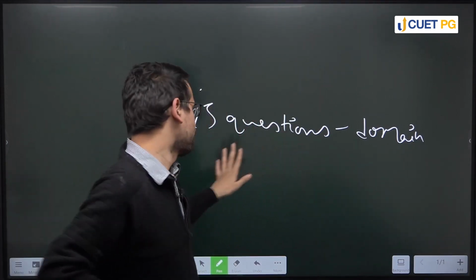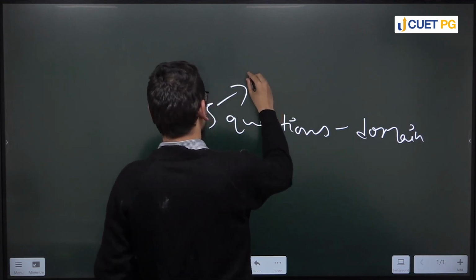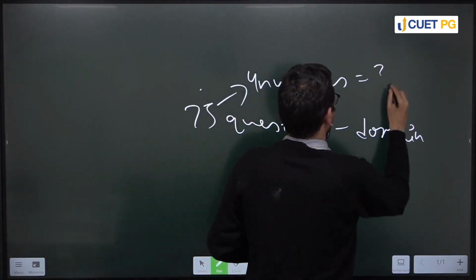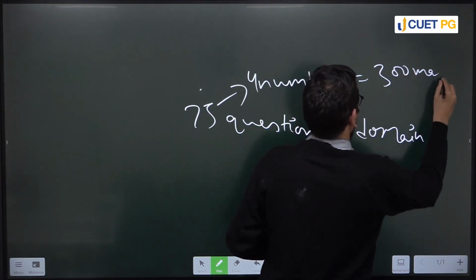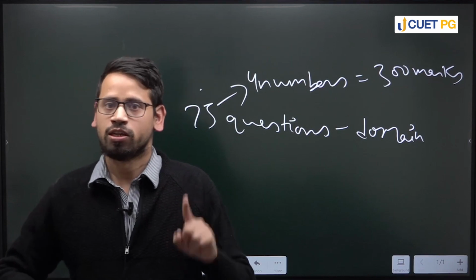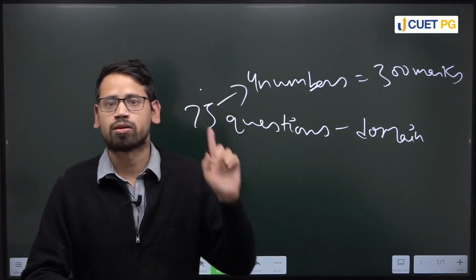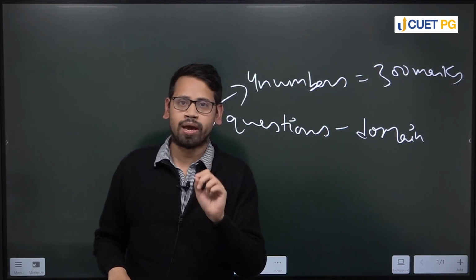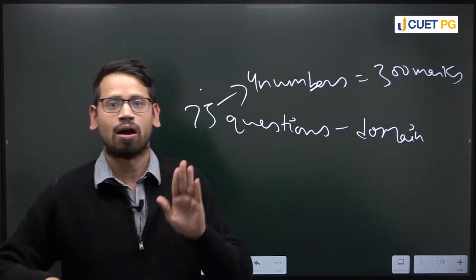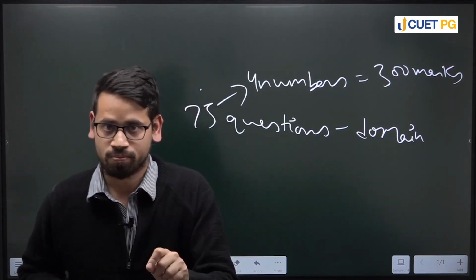75 questions, each carrying 4 marks, which means a total of 300 marks. For each right answer, you will get 4 marks. For each wrong answer, you will get minus 1. So you need to be very much aware of how you answer your questions. Guesswork should be avoided in this condition because negative marking is involved, right?